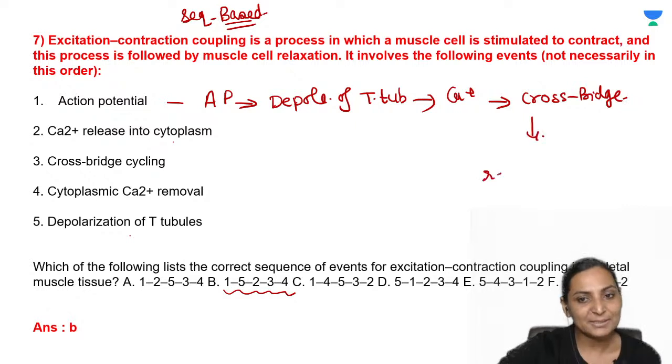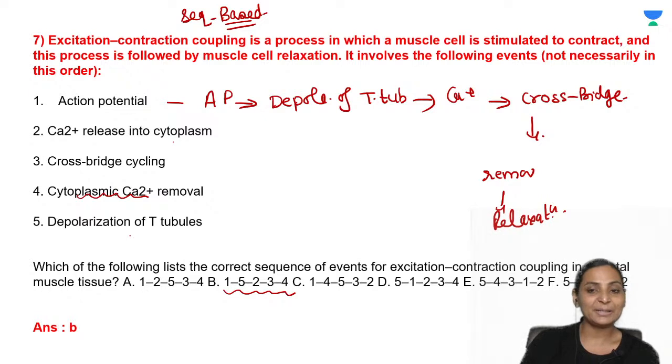and finally there is going to be removal of calcium, that is 4, which is going to result in the muscle relaxation. So boys and girls, this is a very, very typical sequence based question and a recent pattern MCQ, which also comes in the AIIMS pattern of exams. So remember, wherever there are sequences, wherever there are events, they can come as a sequence based question. Like one of the examples is at NMJ.